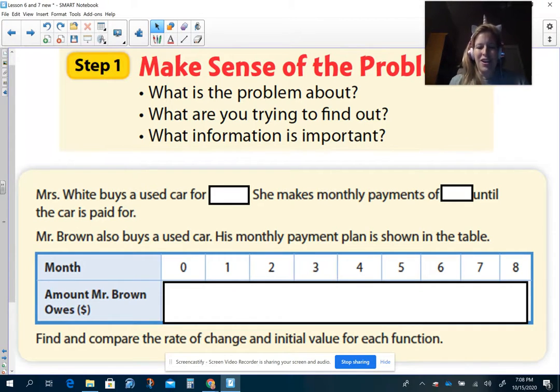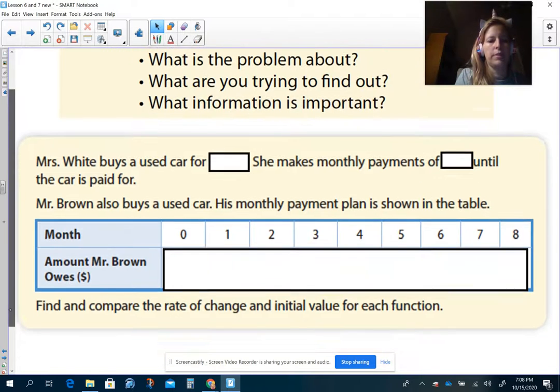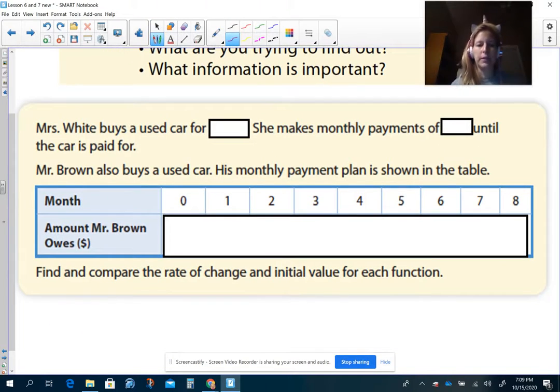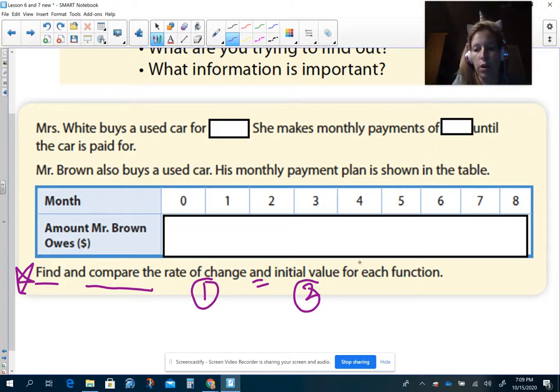Okay. All right. Did y'all talk about it? Did y'all think about what we have? So let's see what you came up with. Okay, before we show the numbers, let's see. Did anybody honestly just, like, it would have hit you in the face if you weren't paying attention, huh? Find and compare what? Watch what I'm going to do with this. The rate of change and initial value for each function. Why did I do that?